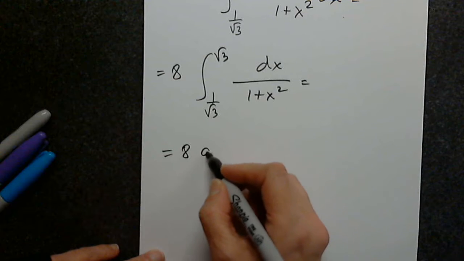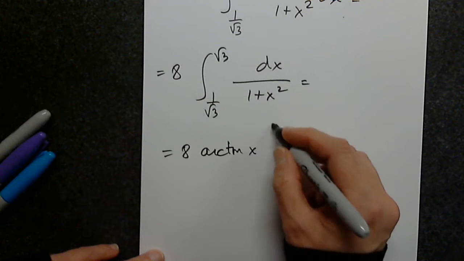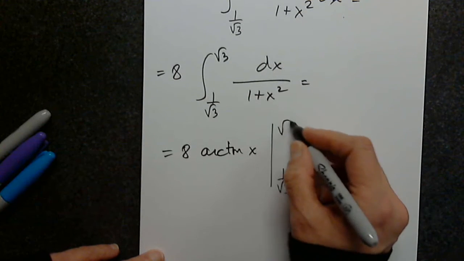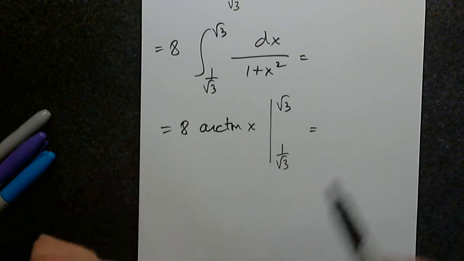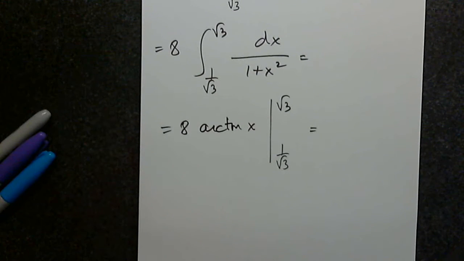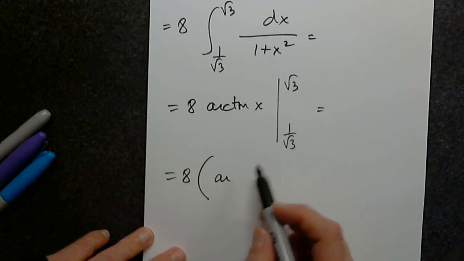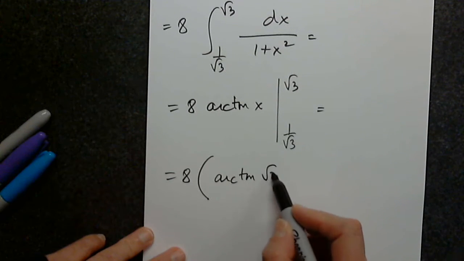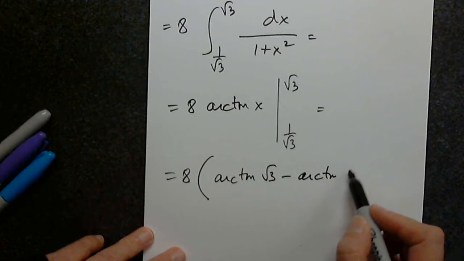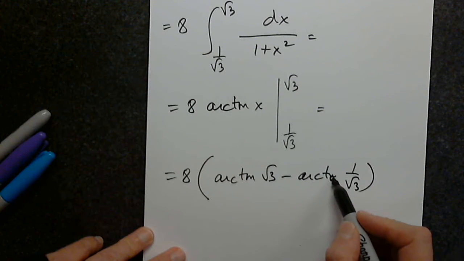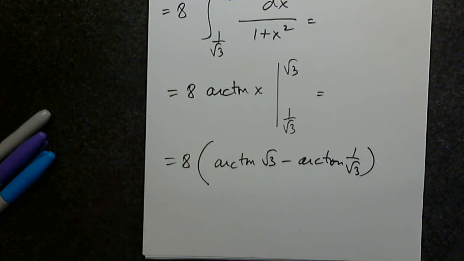So we have 8 arc tangent x between 1 over the square root of 3 and the square root of 3. And yes, 8 is waiting patiently. Arc tangent the square root of 3 minus arc tangent 1 over the square root of 3. When we apply arc tangent to numbers, we get angles back. So the first one is an angle, and the second one is an angle.